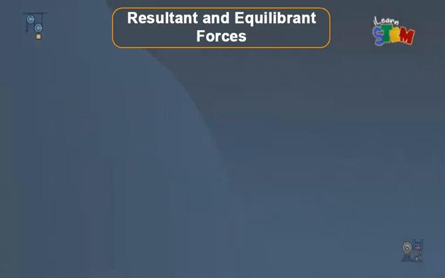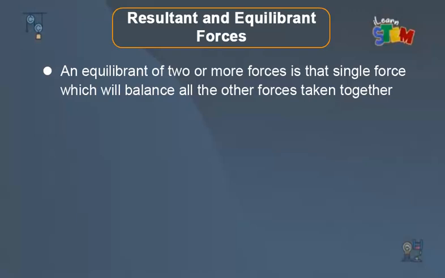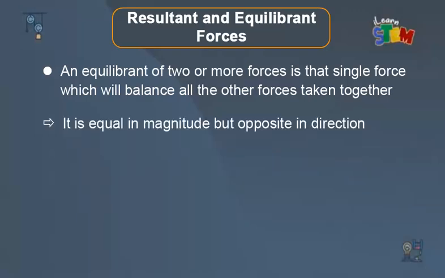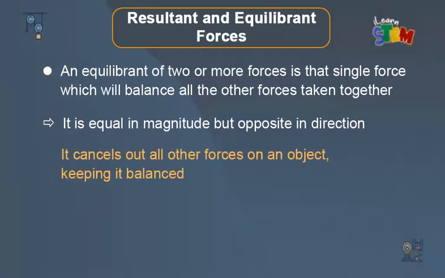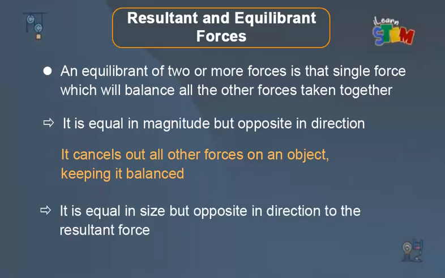Now equilibrant forces. An equilibrant of two or more forces is the single force which will balance all the other forces taken together. It is equal in magnitude but opposite in direction. The equilibrant force is what cancels out all other forces on an object, keeping it balanced. It's equal in size but opposite in direction to the resultant force.